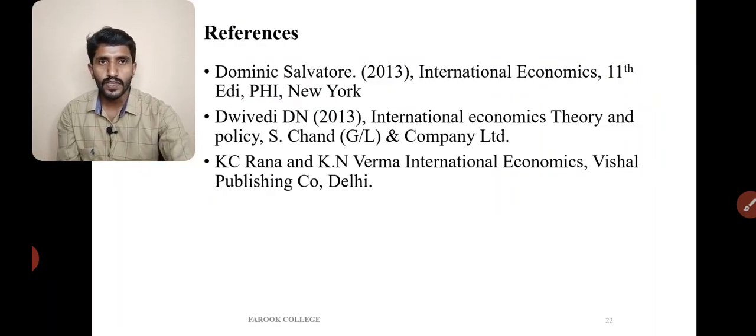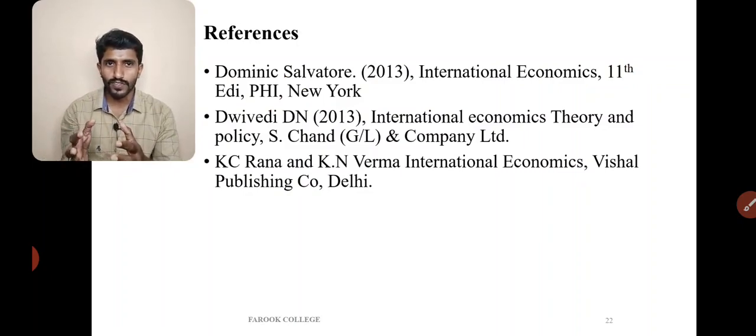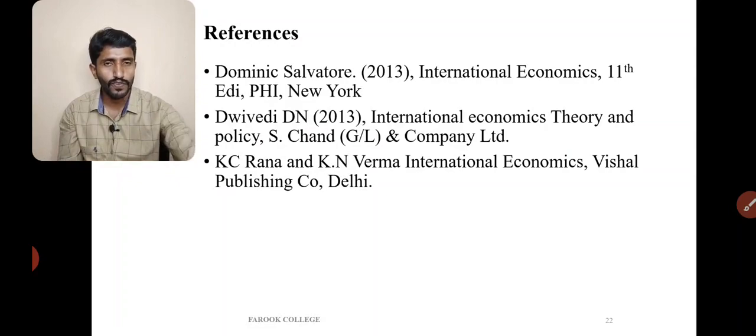The references for this factor price equalization and also HO theory, I think Dominick Salvatore will be enough for you. If you want to refer more, the book by Ranan Verma will be useful for you.